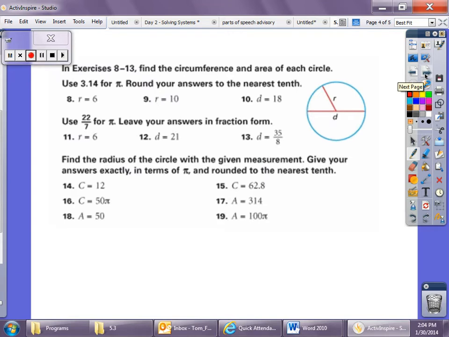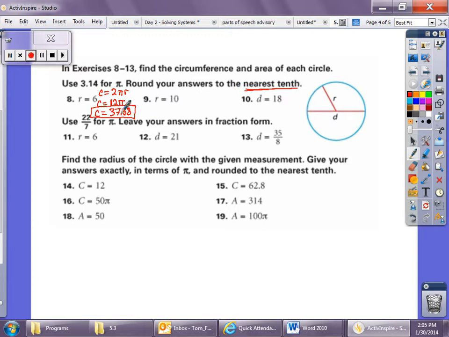Now if we want to practice a few of these, it says find the circumference and area of each. It says to use 3.14 for pi and round your answers to the nearest tenth. So it just tells us we want to round them, so we don't want the exact answers. So number 8, our radius is 6. To find the circumference, that's 2 pi r. So circumference is going to be 12 pi, and 12 times 3.14 is 37.68. So that's the circumference. I'll do all the circumferences for these three and go back and do the areas.